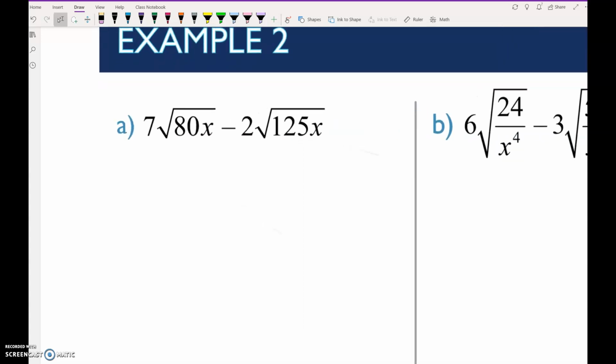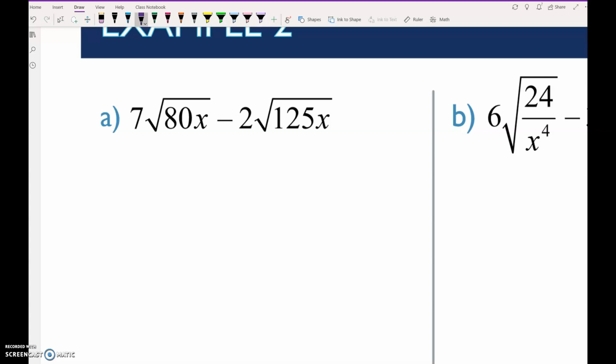In example 2, first let's look at A. We have 7 times the square root of 80 times the square root of x. We'll leave the 7 and the square root of x alone. We need to simplify the square root of 80. I know that 4 works. I think it's 4 times 20. But if 4 works, we should always try 16. 16 times 5 is 80. So we can split the square root of 80 into the square root of 16 times the square root of 5.